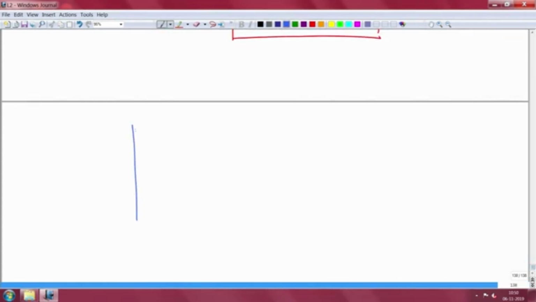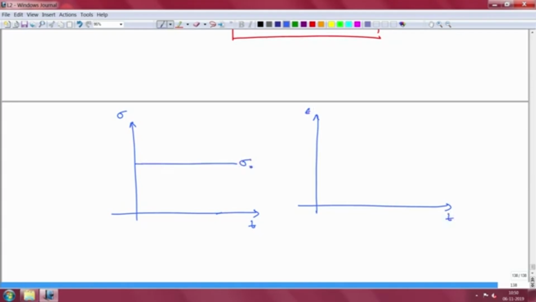So you are applying a constant stress, sigma naught here, and then you are going to measure what the creep or the strain value is, right. And what you will get is this particular curve, a curve like this, which asymptotically reaches some value.